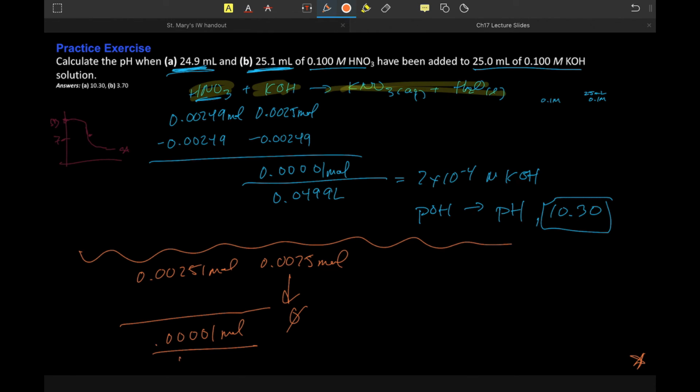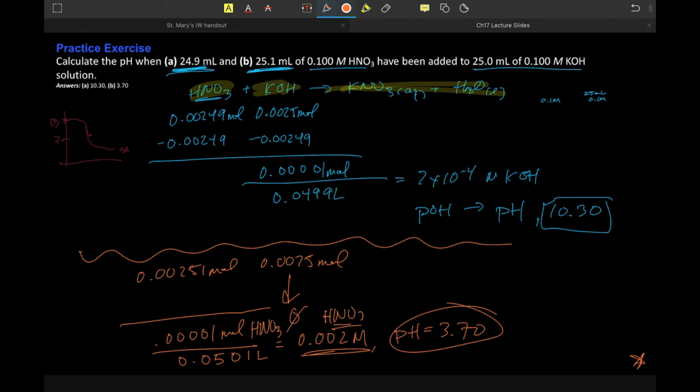Which will then divide by our volume, which will be 0.0501 liters, right? And then we'll turn that into a molarity and a pH. Oh, and this is HNO3 at this point, right? Okay, and so we get this molarity, which we could then, and since now we have this, and this is our acid, we don't have to go through pOH, right? We would just do the negative log of that, and that would give us our pH, which would be 3.70, right?